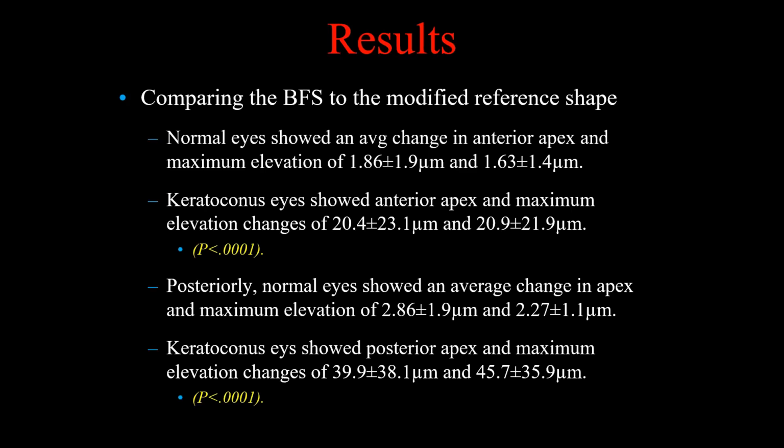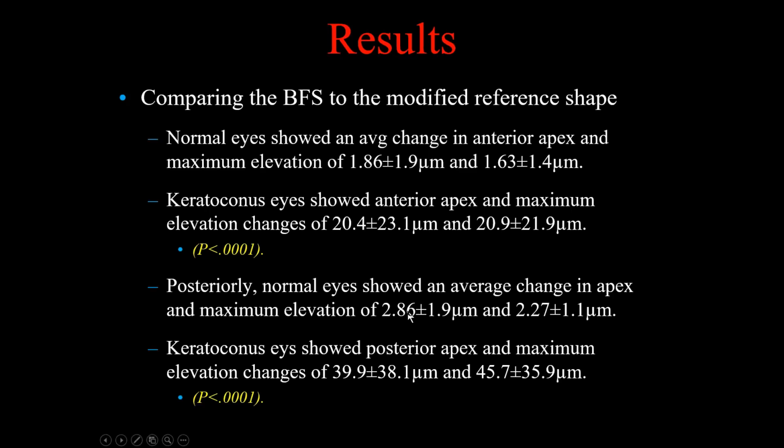When we look at a large database, the difference in elevation in going from the standard reference surface to the enhanced reference surface turned out to be highly statistically significant for actually separating normal from ectatic eyes. And if you look here, in normals the maximal elevation change was less than a 2 micron difference, and that's the anterior surface, while in keratoconic eyes, it was over a 20 micron difference. And again, highly statistically significant.